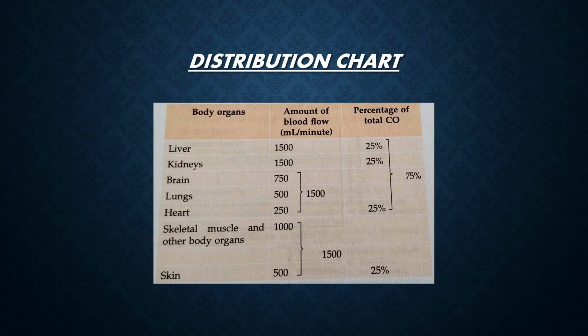Moving forward is a distribution chart which is given in AKGen. You can include this chart in your answer.